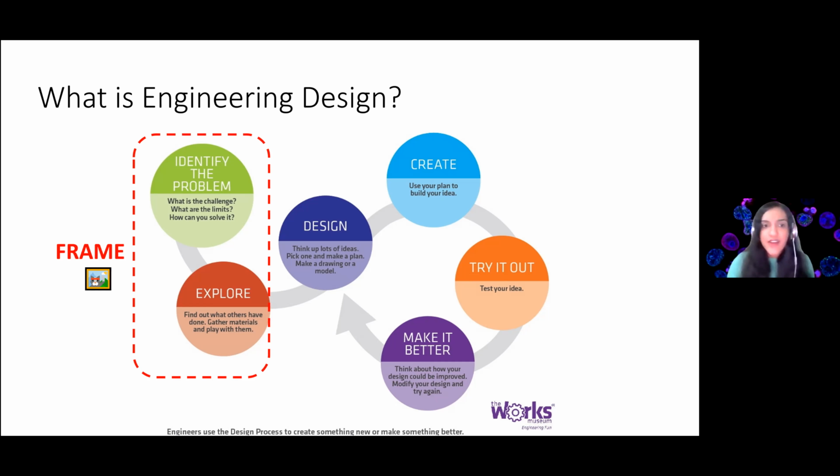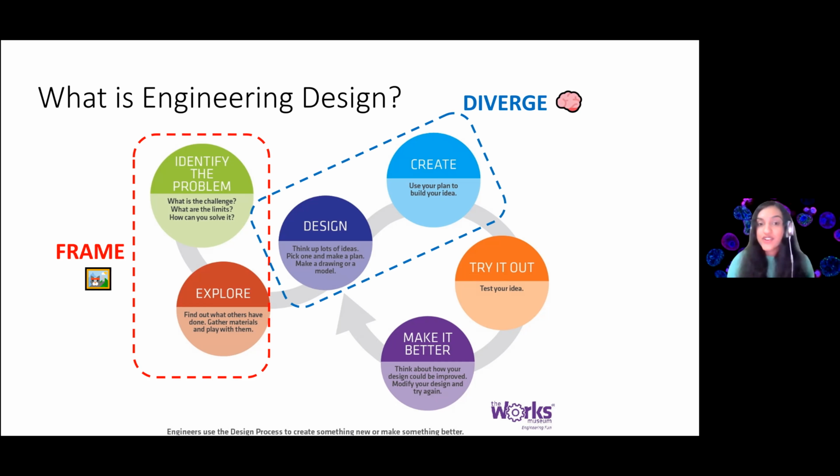This is where you're identifying the problem, you're exploring the existing landscape to see what other people have done. Are these problems relevant to other people? So the framing stage is where you figure out what is the problem worth solving and what are other people doing to tackle that problem. The next phase is diverging. And this is where you start generating those ideas and brainstorming. You create prototypes where you can test out your ideas.